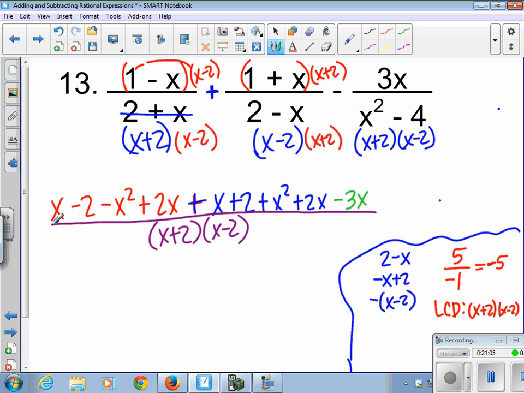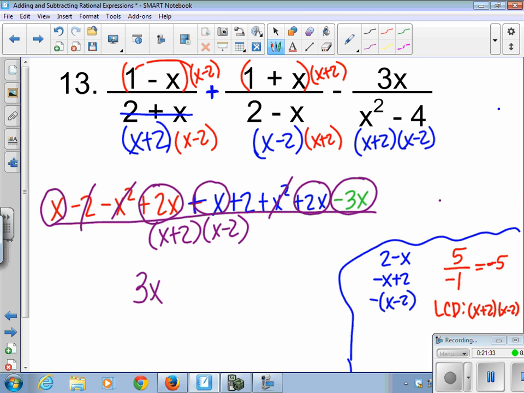Alright, so now I'm going to combine like terms. I'm going to look at the x squareds first. Negative x squared, positive x squared is going to cancel. And then I'm going to just add my x's up as I go across. So x plus 2x is 3x. Plus another x is 4x. Plus 2 more x's is 6x. Then I've got minus 3x. So 6x minus 3x is just 3x.